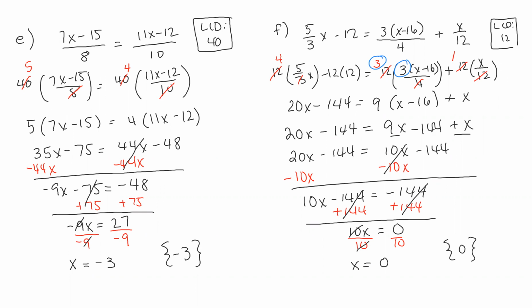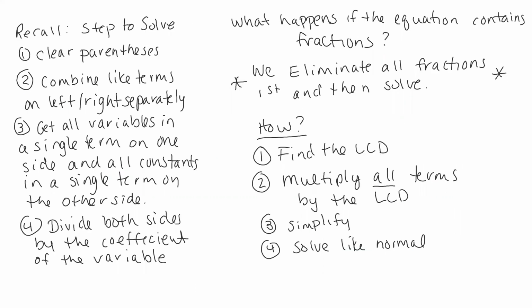Okay, so let's do a quick recap. We already know that to solve an equation, we have to clear the parentheses. Then we combine like terms on the left or right-hand side separately. Third, we get all of the variables in a single term on one side, generally the left. We get all of the constants in a single term on the other side, again, generally the right. And then fourth, we divide both sides of the equation by the coefficient of the variable.